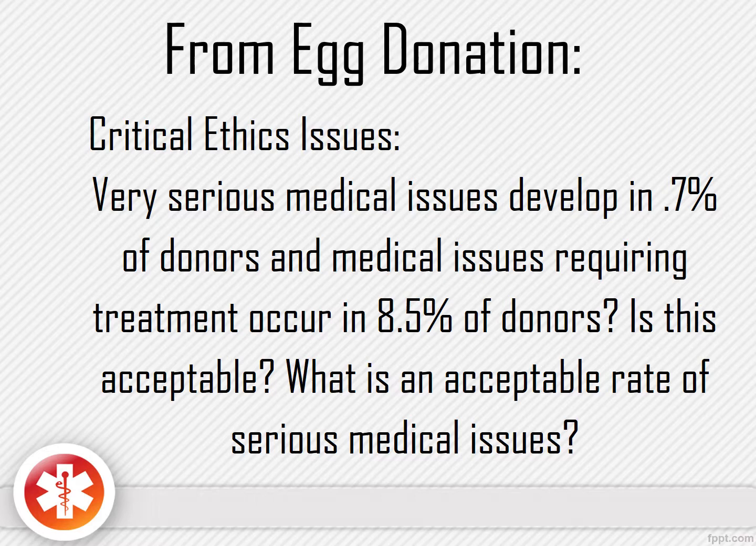And so clearly, science is saying that it is. Now, at what point would they say it wouldn't be acceptable? If instead of 0.7%, it was 7% that developed very serious medical issues, and instead of 8.5%, it was 15 or 20 or 25% that developed a medical issue that required treatment. There are arbitrary forces at work there. So what makes it acceptable at 0.7% and 8.5% and maybe not acceptable at higher levels?